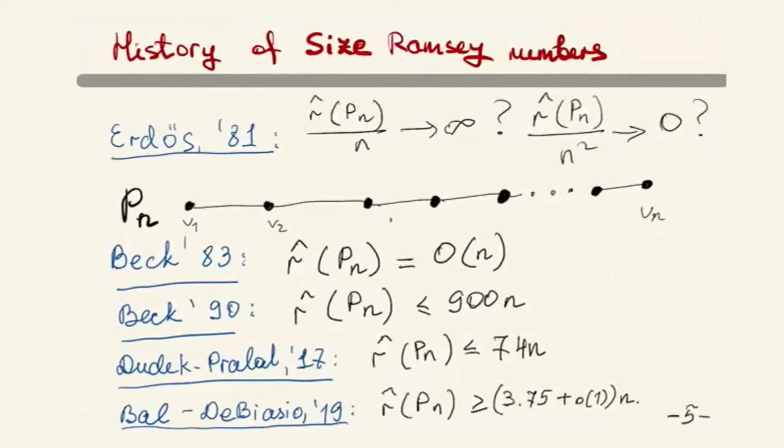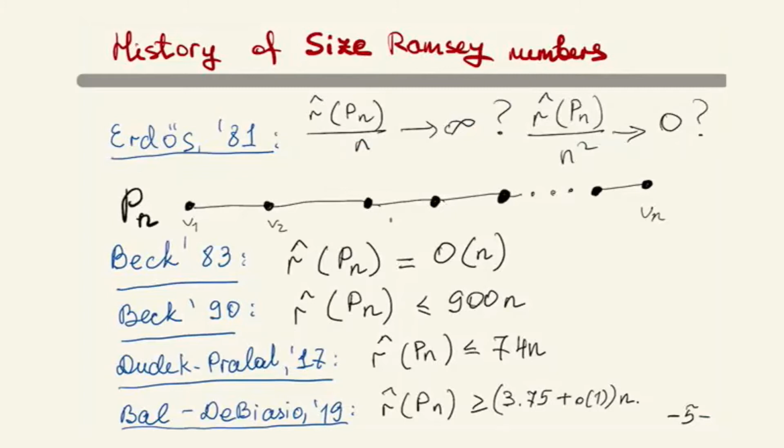Okay, some history of size Ramsey numbers. I think this was all started by Erdős in '81. In his paper from '81, he asks what sort of behavior does the size Ramsey number of the graph P_n, which is the path on n vertices, have.